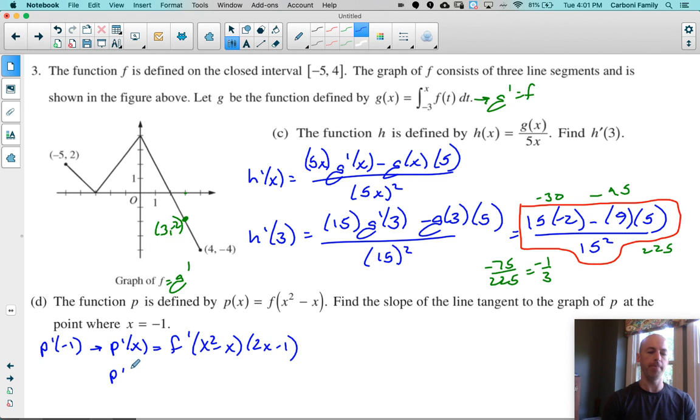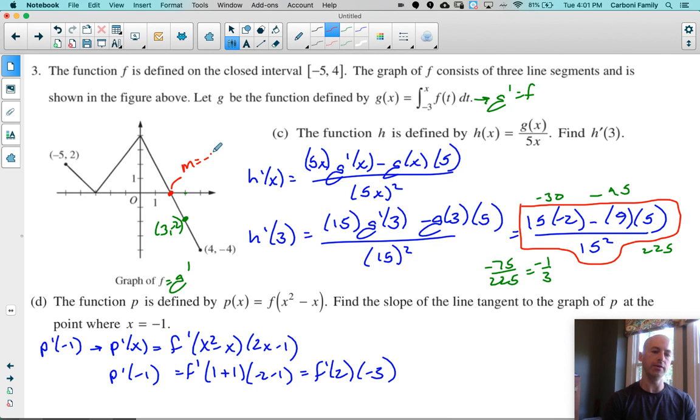And then P prime of -1 is going to be f prime of -1 squared, which is 1, minus 1, and then 2 times negative 1 minus 1. So that's f prime of 2 times negative 3. F prime of 2, we are looking at the graph of f. This is where you have to be very careful that you lock into what this graph represents. F prime of 2 would be the slope, and the slope right here is negative 2. So the slope at that point is negative 2. So this will be negative 2 times negative 3.